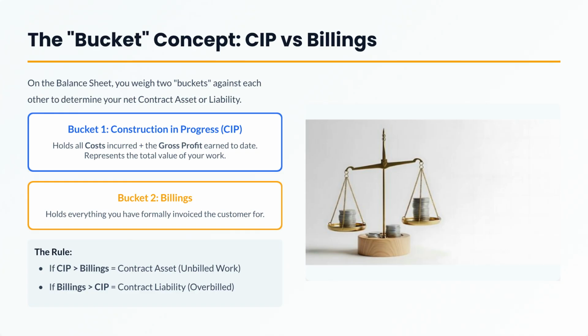Bucket 2 is billings. It holds everything you have formally invoiced the customer for. In year 1, this holds $3.5 million. Because the value of our work, $4 million, is greater than what we have billed, $3.5 million, the net difference of $500,000 is an unbilled contract asset.